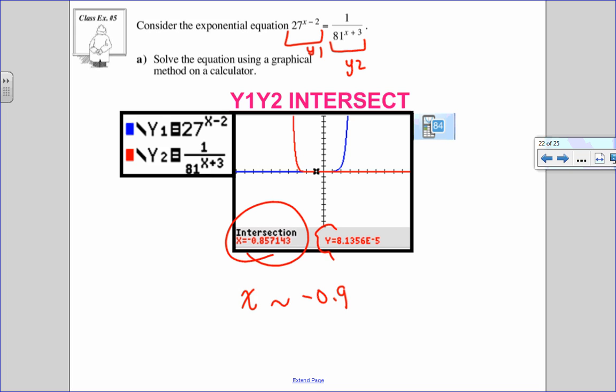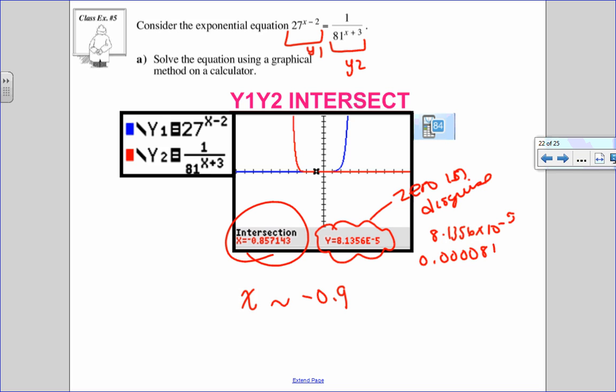Now remember, this has come up a couple of times before, and I call that 0 in disguise. So it's just a number in scientific notation. So this is like saying 8.1356 times 10 to the exponent of negative 5. So that would be 0.000081356. Essentially, we'll just call that 0 if that ever happens to you. So I can solve it graphically and see that the solution is about negative 0.9. But I want to look at how I can solve that algebraically.